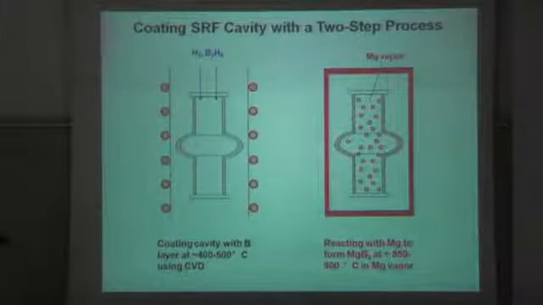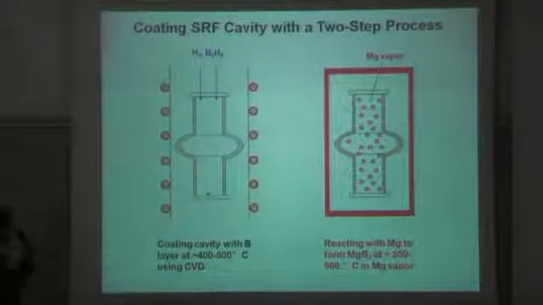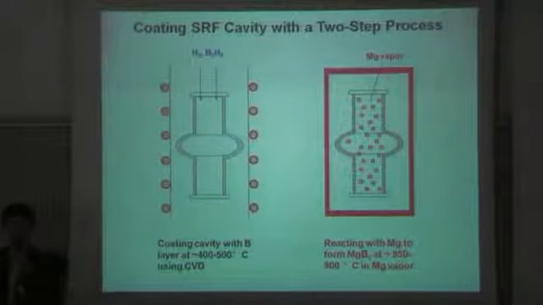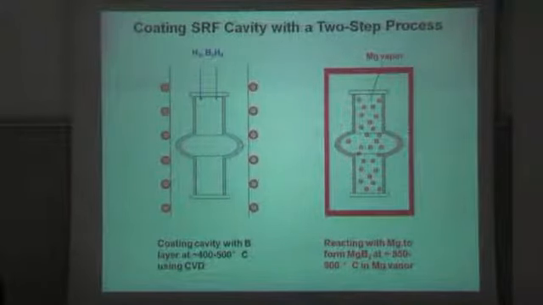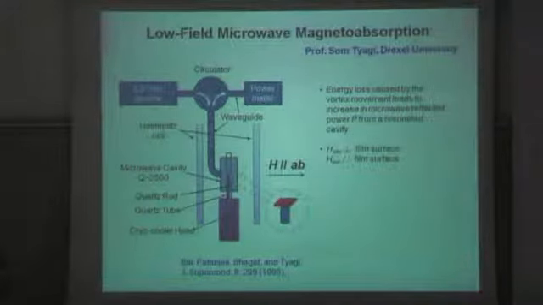The other possibility of coating the cavity, in particular if we are coating larger cavities, is to try a two-step process. First, deposit the boron films, and then anneal this boron film inside of magnesium vapor. This is at least another approach that we can try in case the in situ process encounters some difficulties. The other thing is to establish some capabilities to measure the properties of these films.